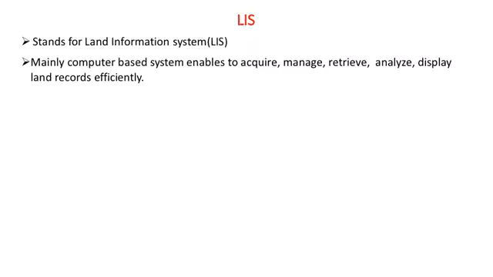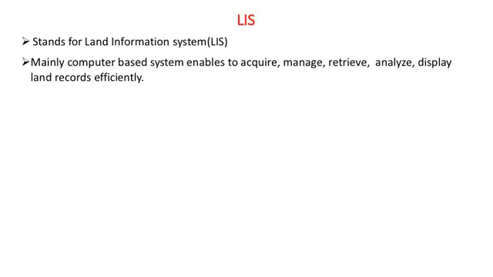Let's begin. LIS stands for Land Information System. With improvement, the modern age is the age of information communication technology. Every sector is enhanced through this. So the land management system has also changed with the development of science, technology, and information systems. This is mainly a computer-based system that enables us to acquire, manage, retrieve, analyze, and display land records effectively and efficiently. And it is a subset of geographic information system.